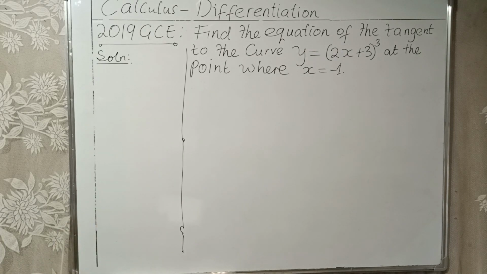We are looking at differentiation under calculus, and we have a question from the Examinations Council of Zambia 2019 GCE. The question reads: find the equation of the tangent to the curve y is equal to (2x plus 3) all raised to the index 3 at the point where x is equal to -1. Solutions.